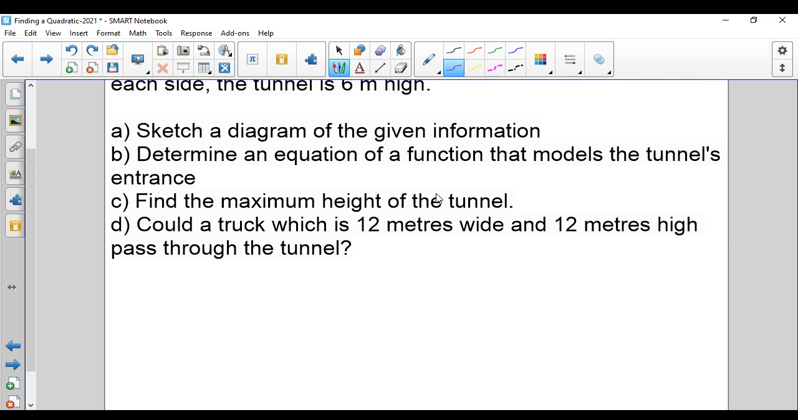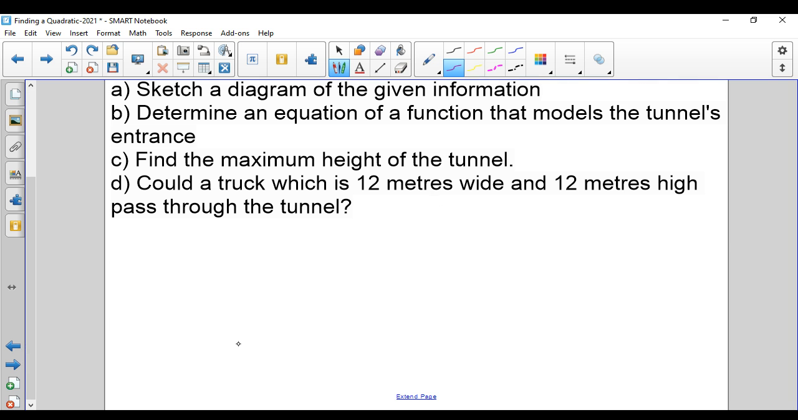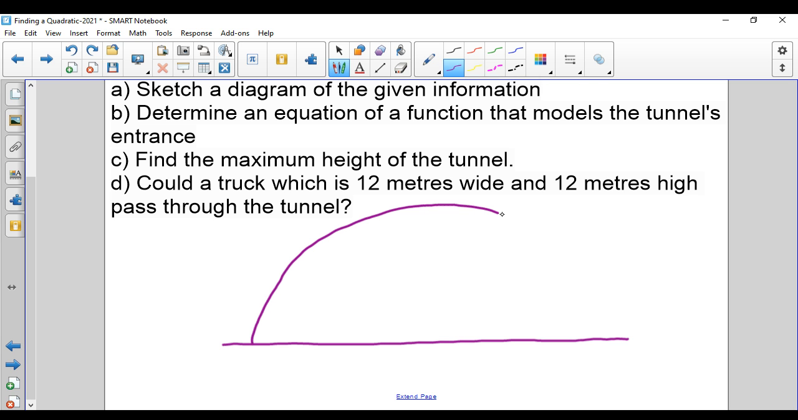I wonder if we can put that into some kind of a picture. I'm going to put along the ground here a line to represent the base of the tunnel, and then an arch to represent the path of the tunnel as it goes up and comes back down. And that's parabolic, right? That's a parabola. We were told that they were 24 meters apart. That's where the tunnel hits the ground. So here and here, these two points are 24 meters apart. So from here to here, it's 24 meters.